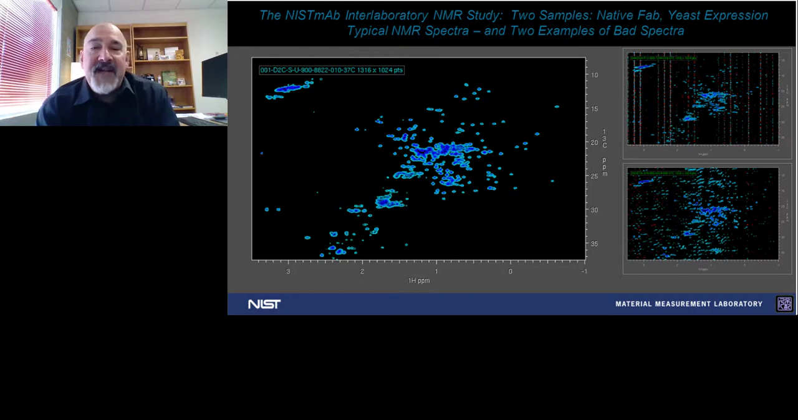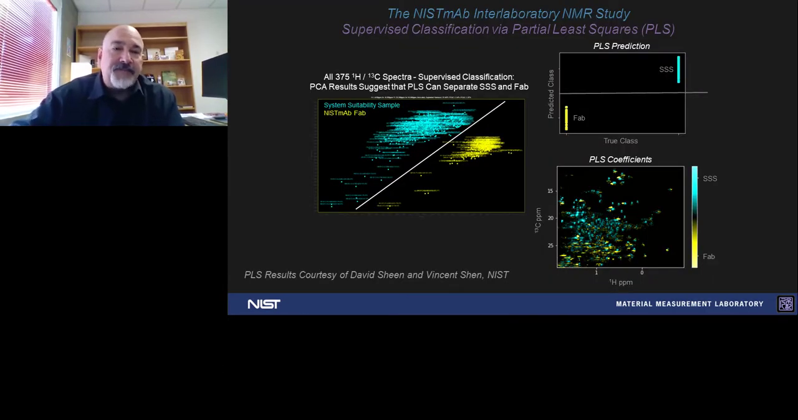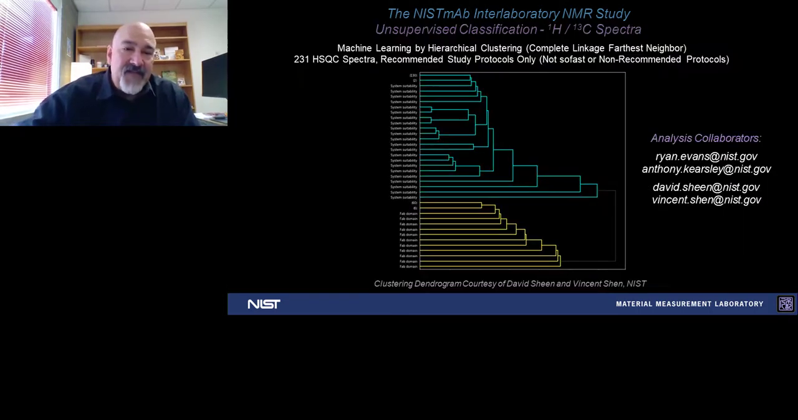So some subset of these spectra are actually very poor quality, or even under normal circumstances unusable, and would be potentially difficult to analyze by eye. But we can use these same multivariate methods that we've seen before to nicely classify all of these spectra directly according to whether they are system suitability samples or FAB samples, and that works nicely.